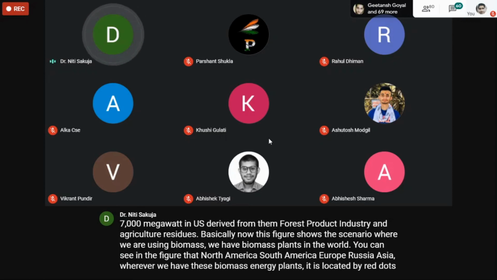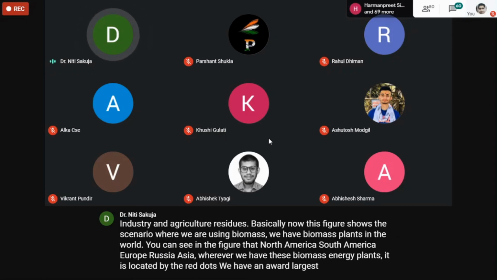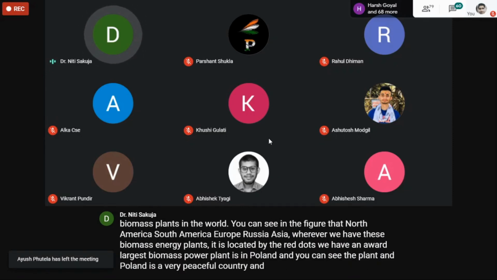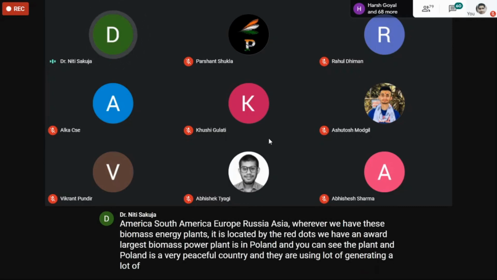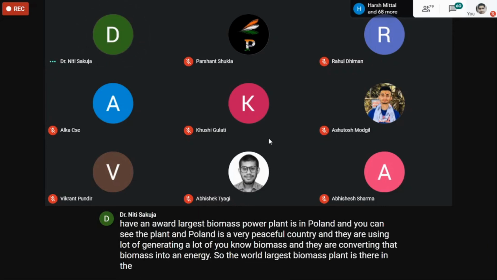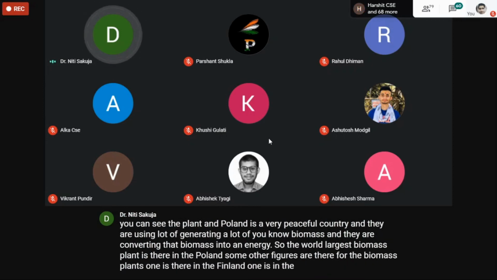The world's largest biomass power plant is in Poland, and you can see the plant. Poland is generating a lot of biomass, and they are converting that biomass into energy. So the world's largest biomass plant is there in Poland. Some other plants are there too: one in Finland, one in the Netherlands, in Sweden, in Italy, etc.